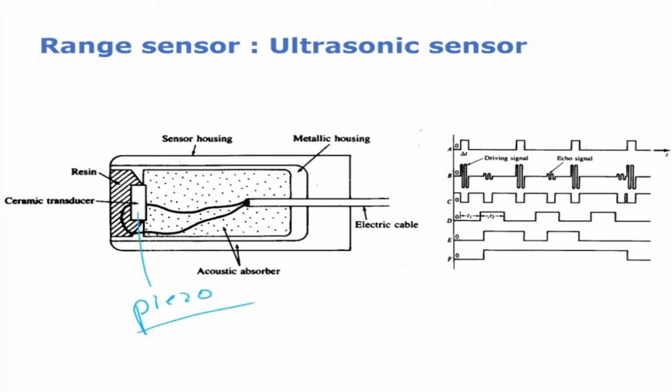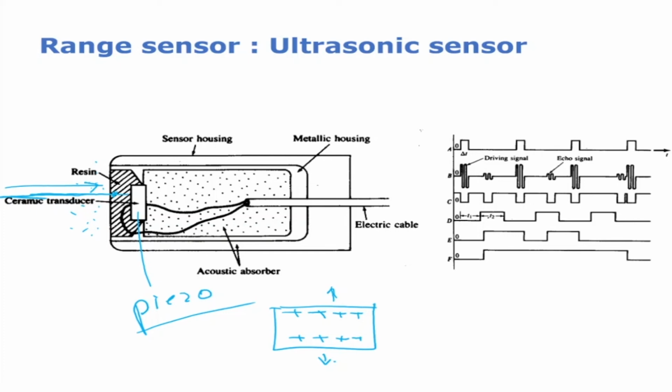So this is a piezo crystal. If I give it charge, what will happen? It will produce a mechanical displacement. So if you give it a charge at a particular frequency, it will keep vibrating, and this vibration is the one that goes out. There is a resin in front, and the vibration goes out like that. This vibration gets the air particles in front and produces an ultrasonic wave. And this ultrasonic wave goes out, hits something, and then comes back.